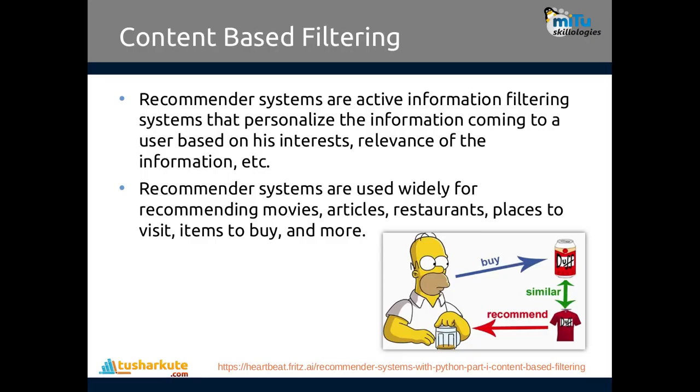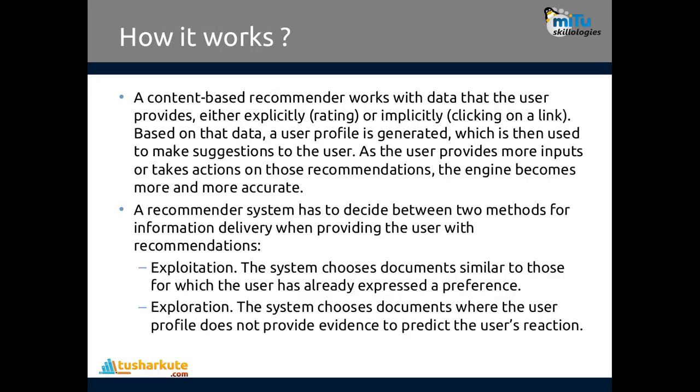Now welcome to the second part of this video. So we are going to make use of the content based filtering mechanism here. Content based filtering is a recommender system, an active information filtering system that personalizes the information coming to the user based on their interest, relevance, or the information, and they are used almost everywhere. Like we have seen movie recommendation, article, restaurant, places to visit, items to buy, and many more. Okay, you can make use of it.